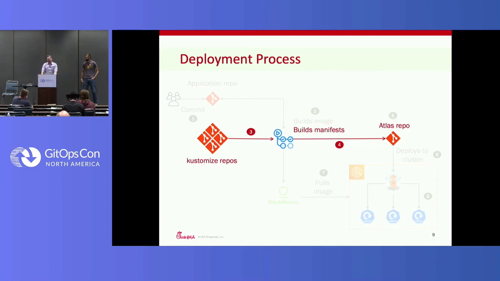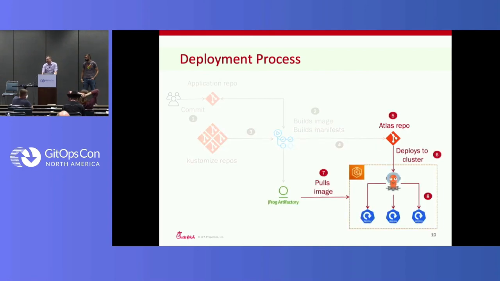The complete merged manifests are then committed to a special repo we call the Atlas. This is the repo that ArgoCD is synced to. It's watching for changes on the deploy branch of the Atlas, and anytime there's a change, Argo pulls down those changes and applies them. That's a lot of stuff.